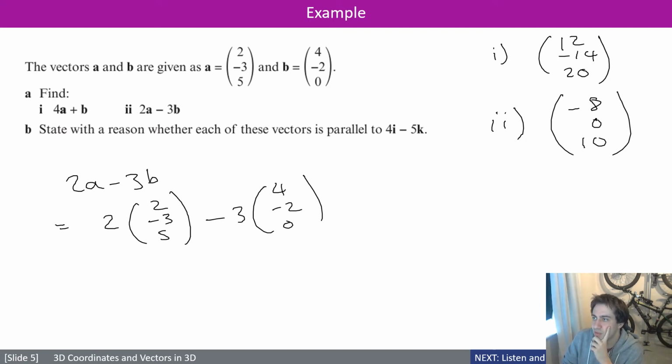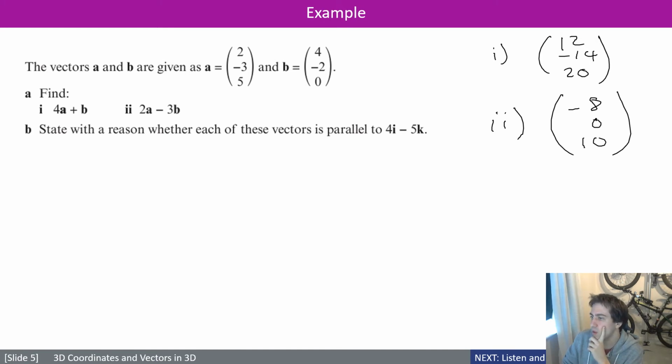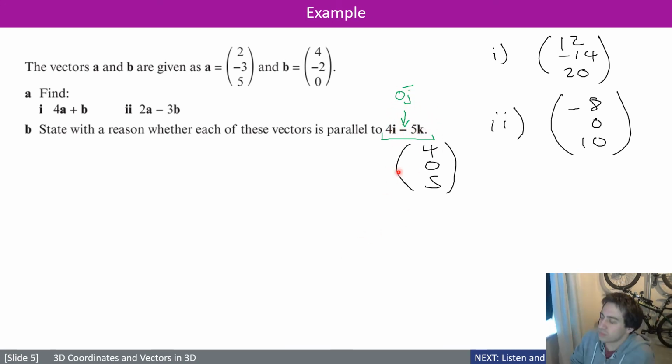Right, so then part B says state with a reason whether each of these vectors is parallel to 4i minus 5k. One important point on this: 4i minus 5k, as a column vector, remember in 3D we've got i and j and k. So what does that actually look like as a column vector? It's 4, 0, minus 5. It's not just 4, 5 or 4, 5, 0. Just remember that if the j is missing, then you've basically just got 0j. Because there's a k here, we know we're talking 3D, so you have to acknowledge that there's a missing j. So it's 4, 0, minus 5.